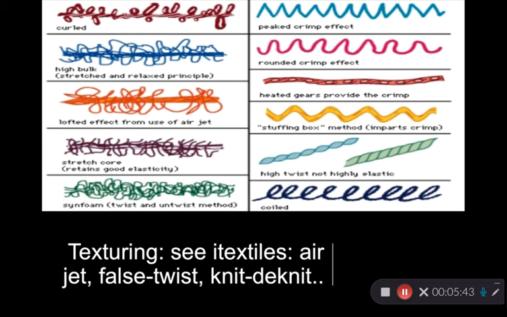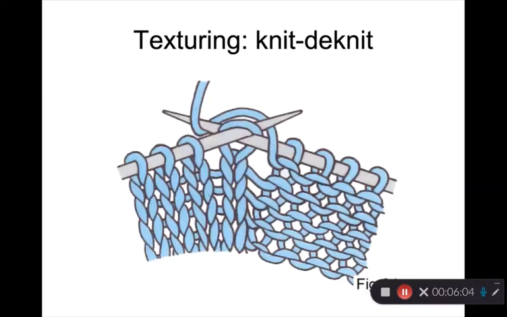Texturing can happen in a wide variety of ways, and there are several ways described in iTextiles that I want you to look at. There's air jet, false twist, and knit-de-knit. I'm going to talk about that here in a second to give you an example, but you'll want to review those in iTextiles as methods of bulking.